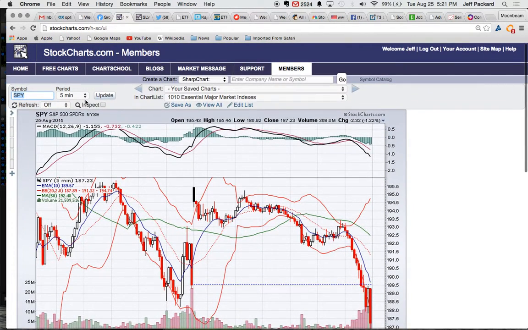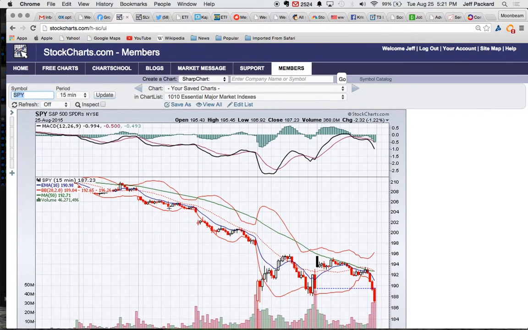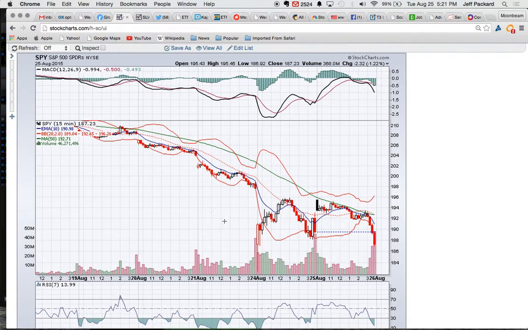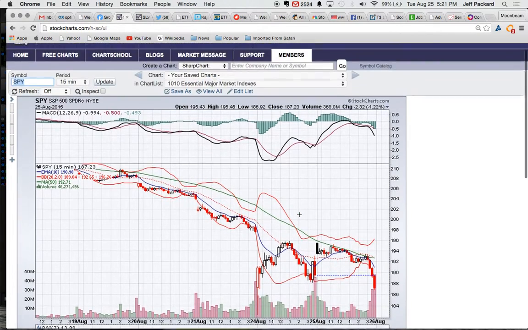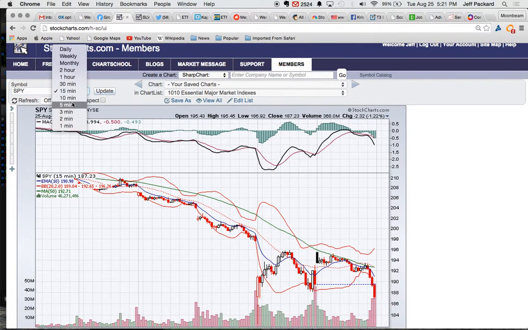No, I got to use a 15-minute chart. Okay, so yeah, this is the 15-minute chart. This is when it opened here. This isn't good enough for you guys to see, so let's use a 5-minute chart.